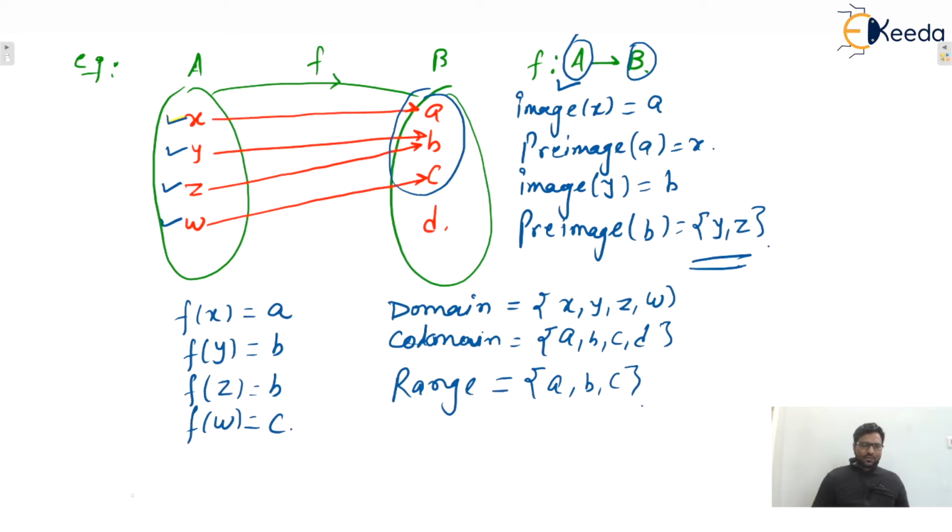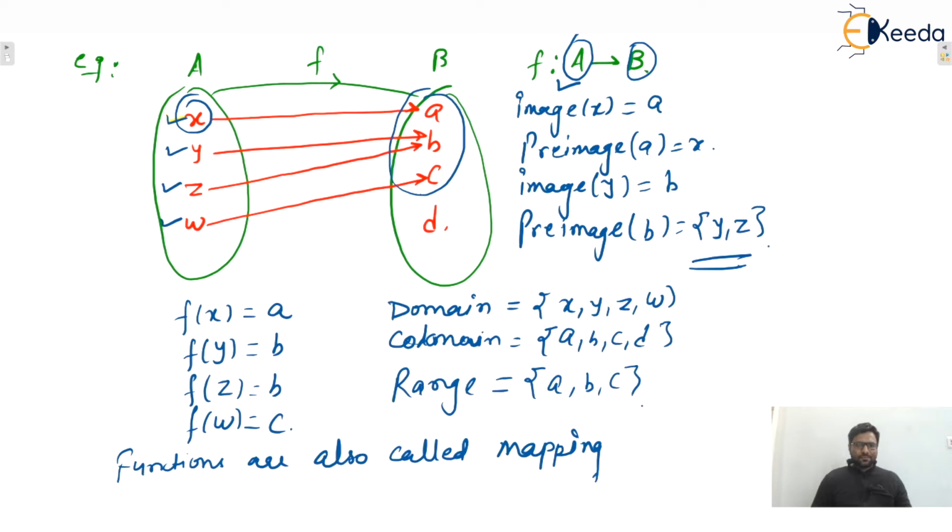Sometimes functions are also called mapping. So X is mapped with A, Y is mapped with B, and Z is mapped with B, and so on. I hope this one is clear to everyone. If f of x equals A, then x is the input to that particular function, and A is the output produced by that function.